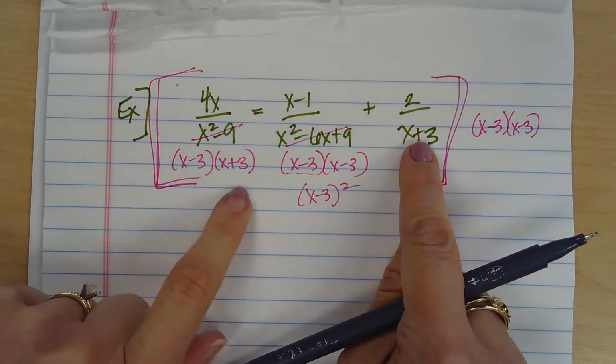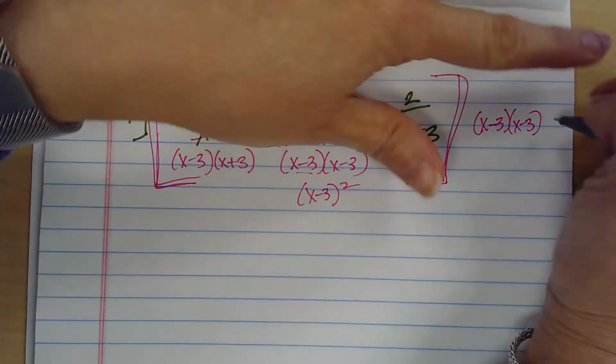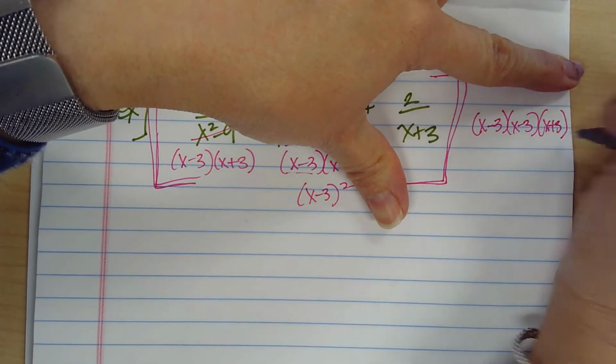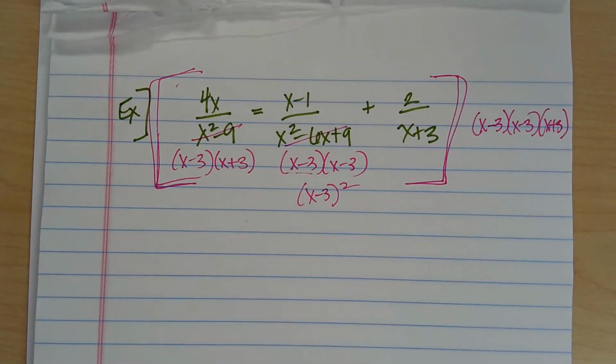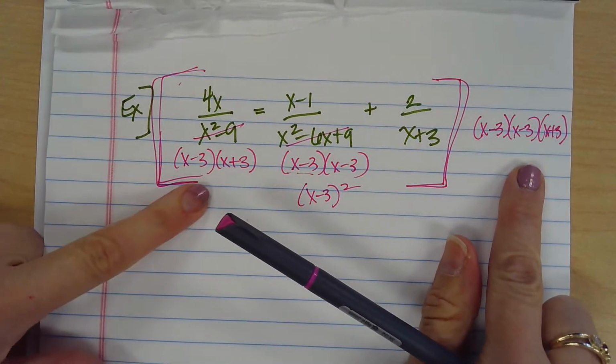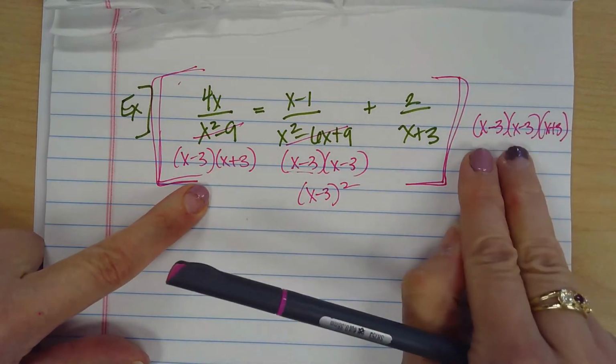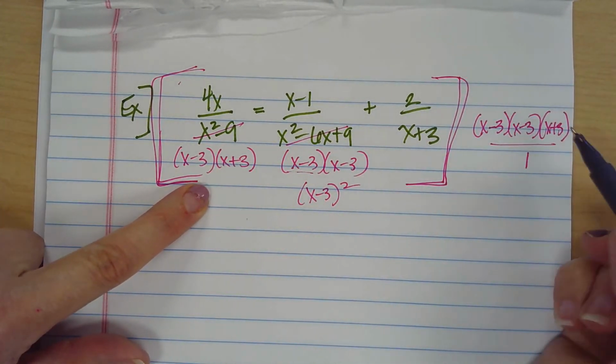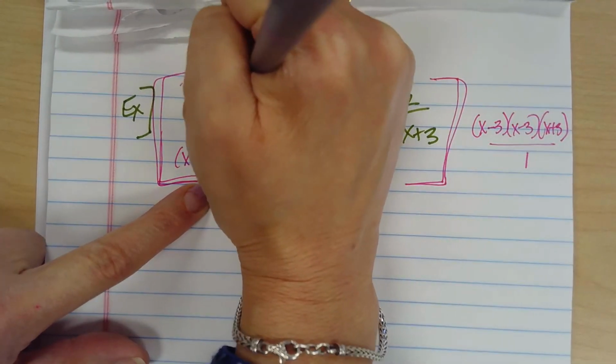And then if you notice, a couple of the other ones have the x plus 3, so we need to add that in there as well. All right, so let's scale everything up. So for here, the x minus 3 and the x plus 3 would cancel. So all I'd be left with is another x minus 3.